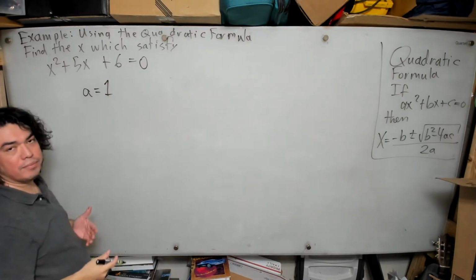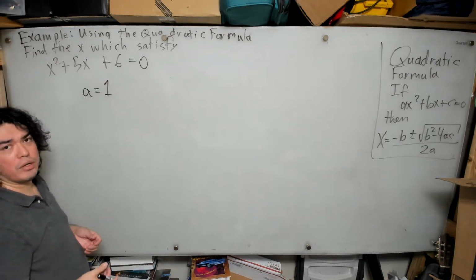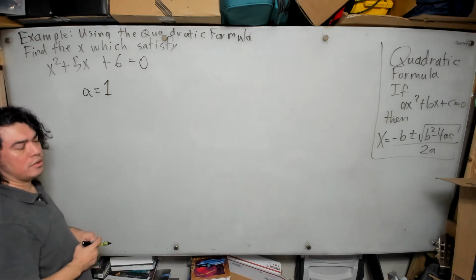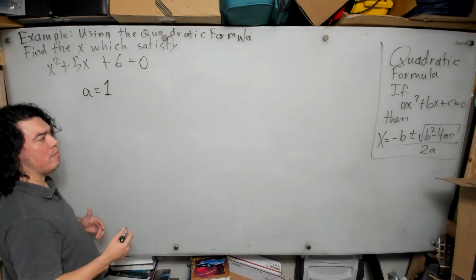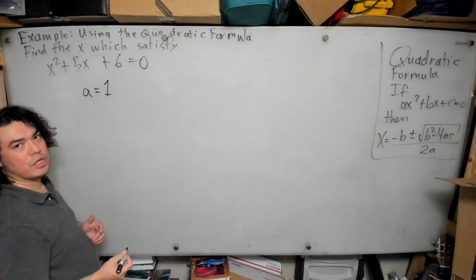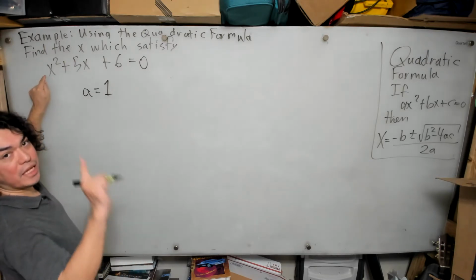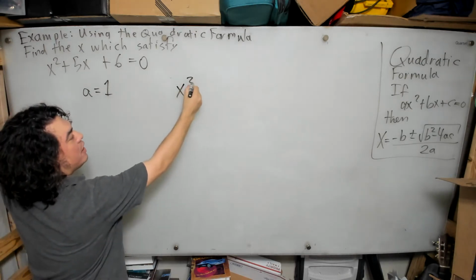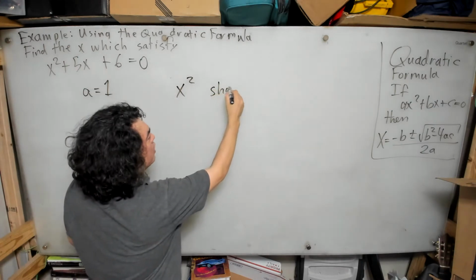One of the common mistakes a lot of students make is that they think that the x is 1. But that's a confusion. They confuse me saying that a is 1 with the x itself being 1, but that's not what I'm saying. What I'm saying is this: if I have an x squared term like this, that is shorthand.